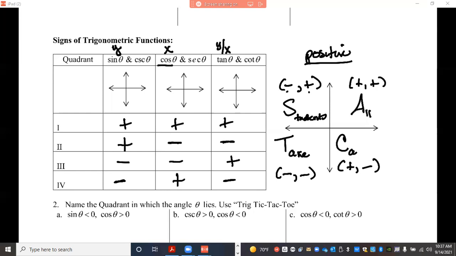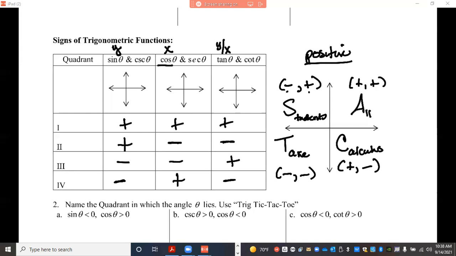And I'm just going to put "calculus." So my quick little saying: all students take calculus. Hopefully that reminds you to double check to make sure you have your negative signs for the correct quadrants. So the signs of your trig functions help us make sure that we know which trig functions are positive.